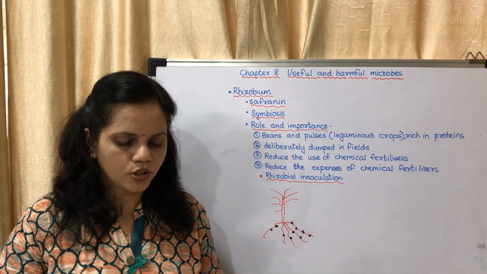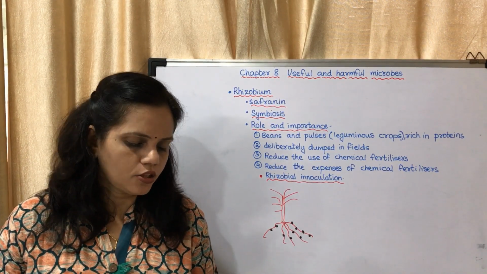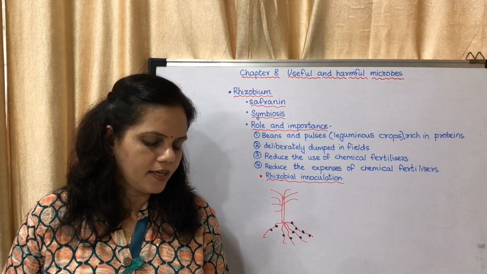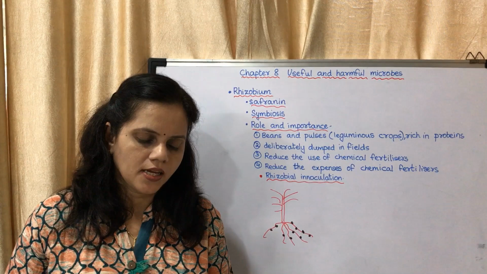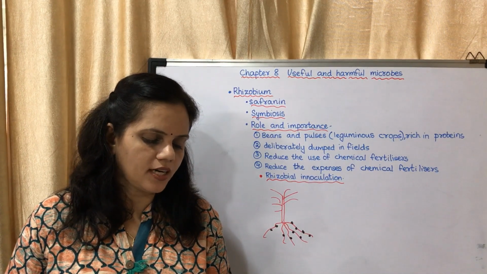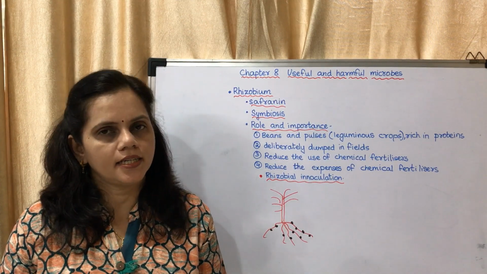Rhizobia living in root nodules supply nitrates, nitrites and amino acid to that plant, and in exchange get energy in the form of carbohydrates from it. Such a mutually beneficial relationship is called symbiosis. You may underline that, it is asked.